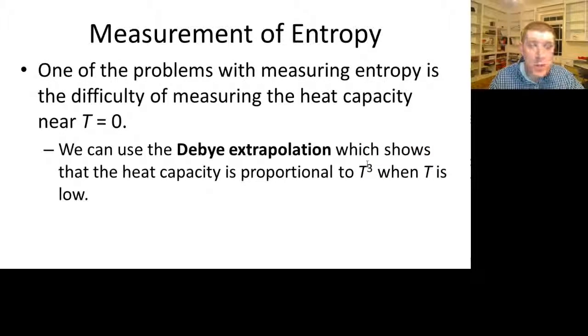All right, so one of the problems with measuring entropy is that it's difficult to measure the heat capacity of our substance, the constant pressure heat capacity, near absolute zero, near T equals 0. So we can use what's called a Debye approximation, the Debye extrapolation, which shows that the heat capacity is proportional to the temperature cubed when the temperature is low. Right? It only works when the temperature is low.